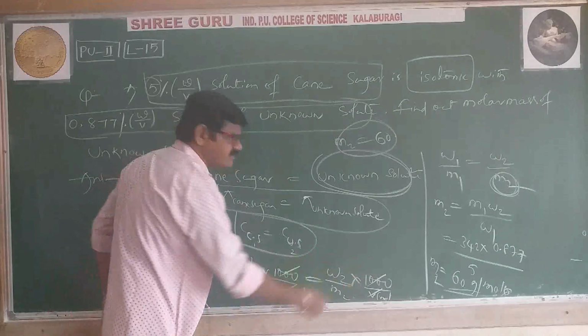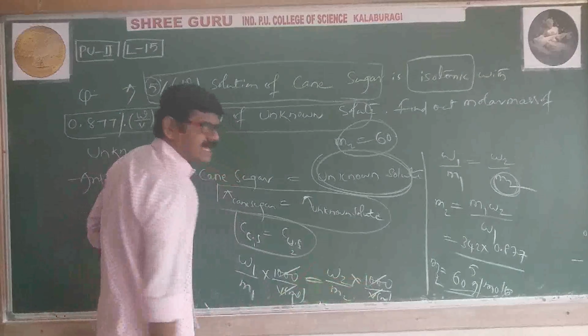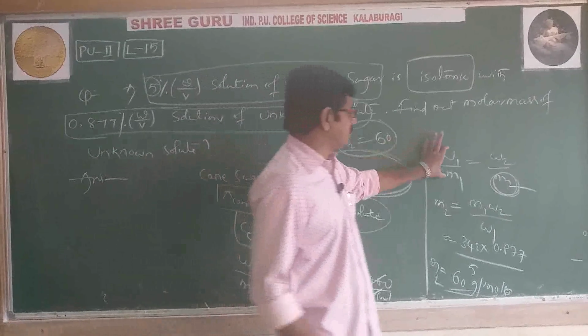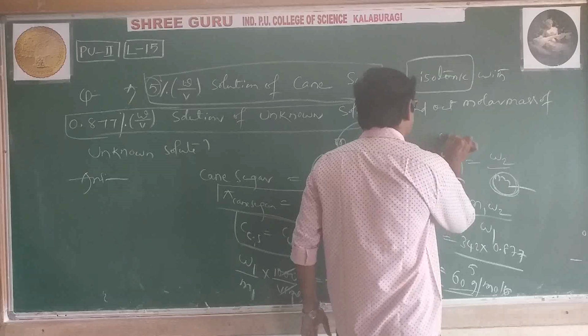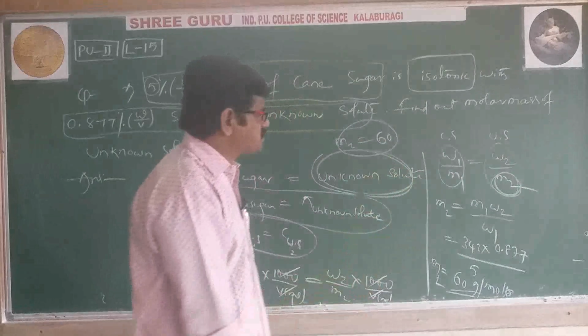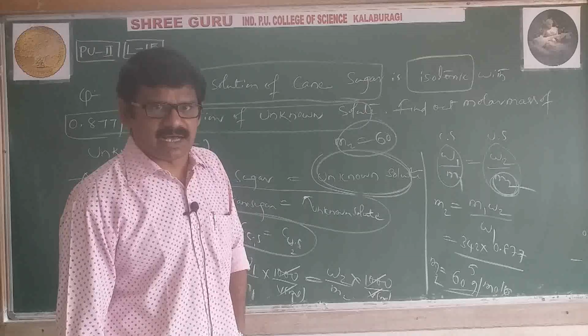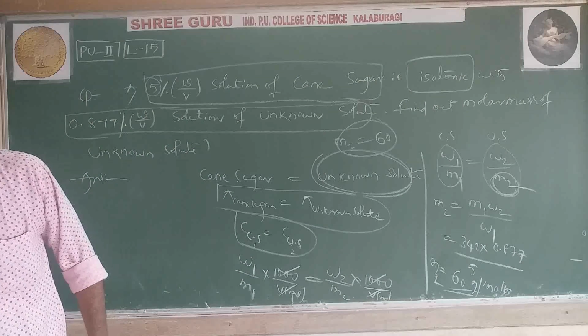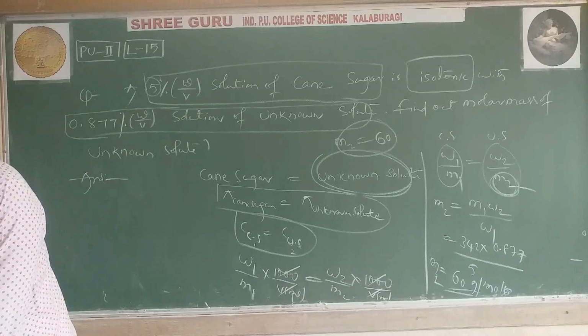And the 1000 we can cancel. V also we can cancel because both have the same volume. Therefore, W1 by M1, these two are cane sugar values. These two are unknown solute values. By substituting values, the molar mass of the unknown solute is obtained.